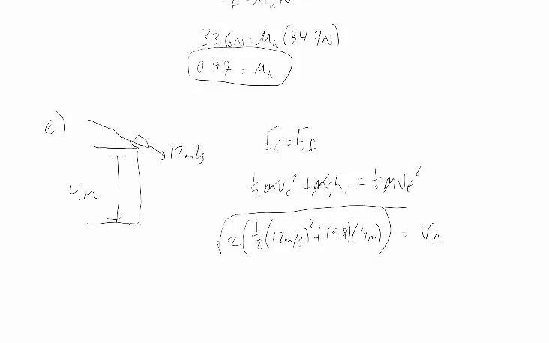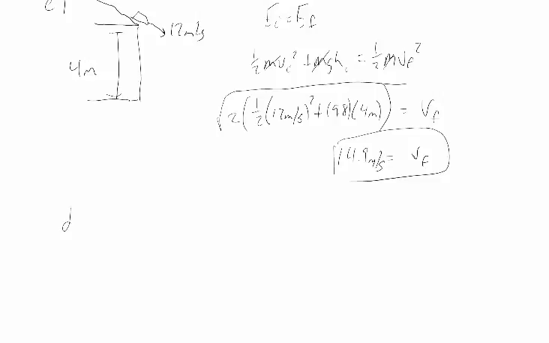Let's see if I can get this, my calculator is actually almost dead. So let's see if I can get this. Take the square root of that answer, and we get something like, that can't be right. Oh, I forgot to multiply by 2. Okay, and there we go. We get v final is equal to 14.9 meters per second.